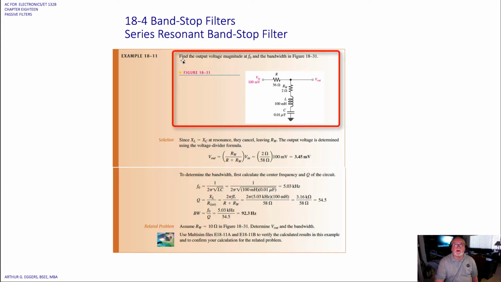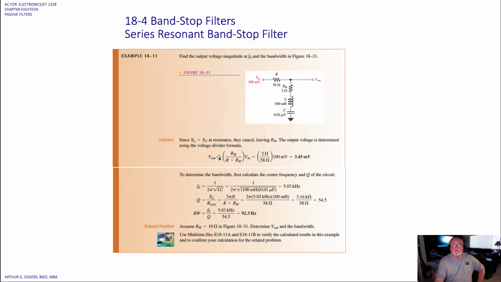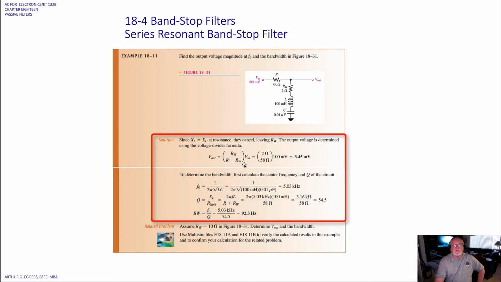Look at an example here. Find the output voltage magnitude at f naught and the bandwidth. If you take a look at what's given here: 56 ohms, a winding resistance for the inductor of 2 ohms, 100 millihenries, 0.01 microfarads. Work through this example. It's fairly simple. It follows just exactly what we've seen before. Pull out your calculator, work through it, write it down, become familiar with the flow here.